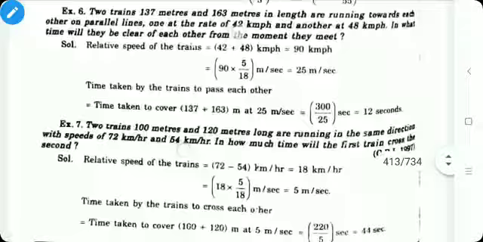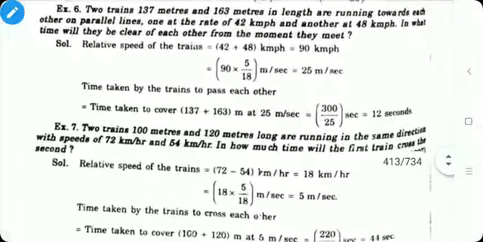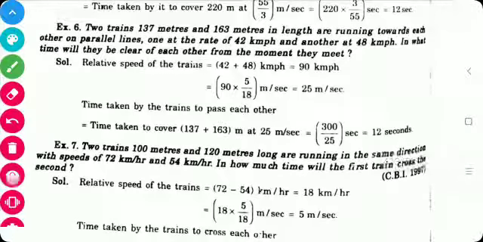Dear student, let us start with the next problem on trains. So the next problem is example 6. Two trains 170 meters and 163 meters in length are running towards each other on parallel lines, one at the rate of 42 and another at 48 km per hour. In what time will they be clear of each other from the moment they meet?